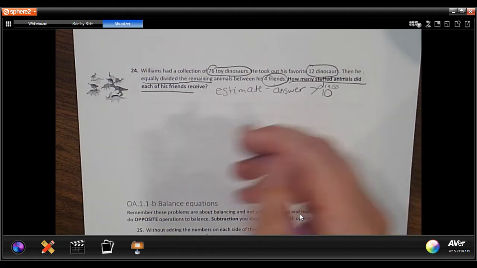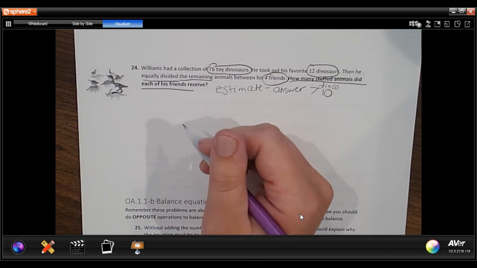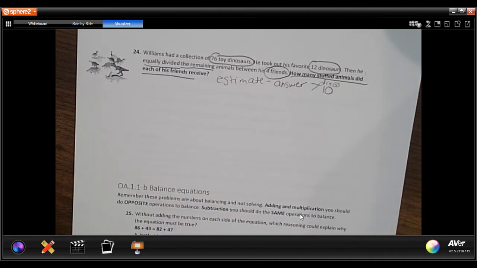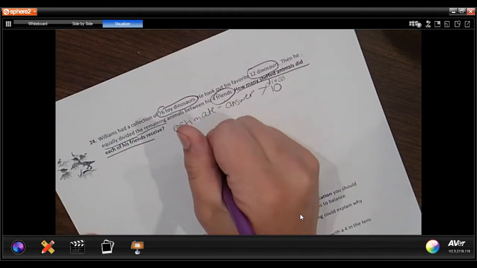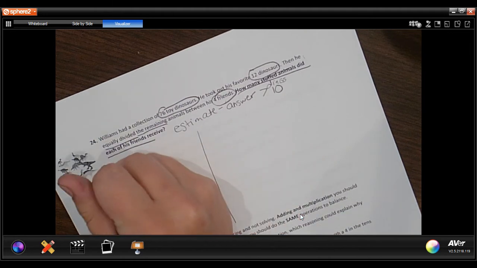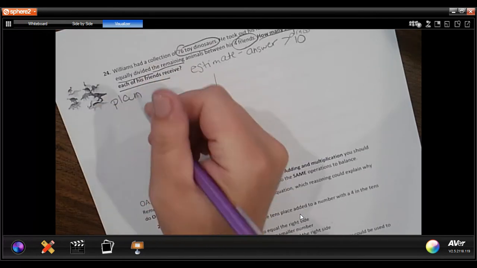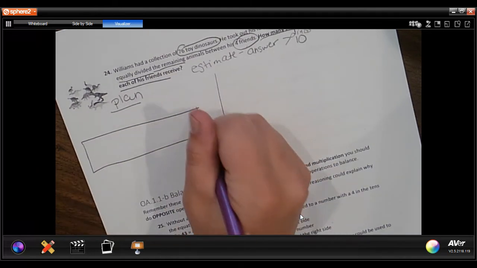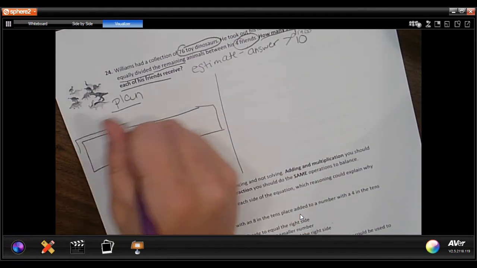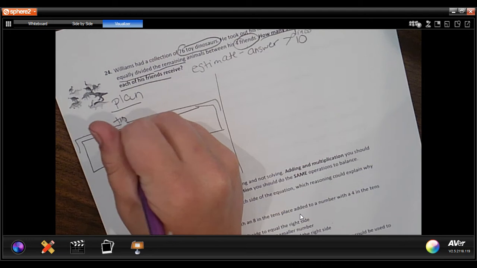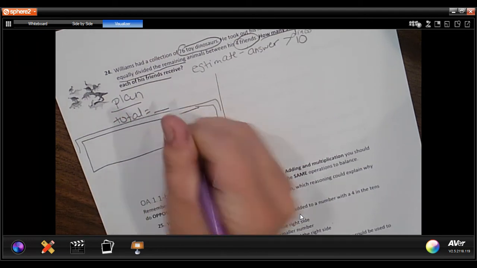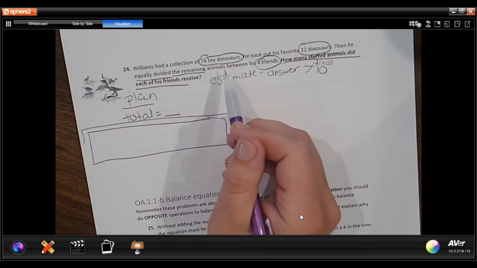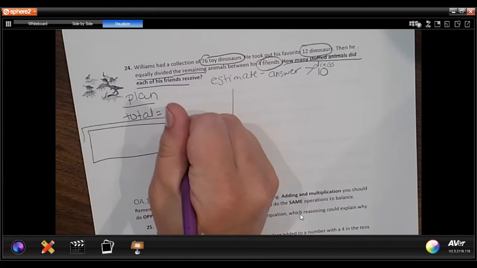So what I'm going to do next is start my plan by drawing my model. I'm going to draw my handy dandy tape diagram again. This is the total amount of dinosaurs, so I'm going to write total equals blank. And I'm going to look back at my problem. We started out with 76 dinosaurs total.